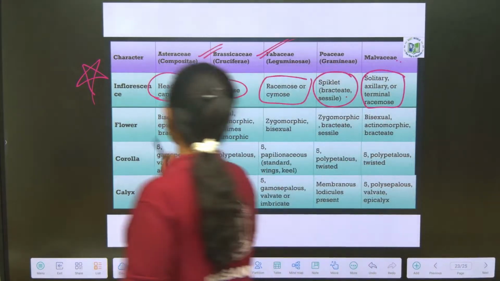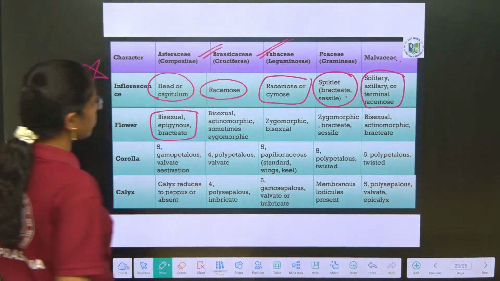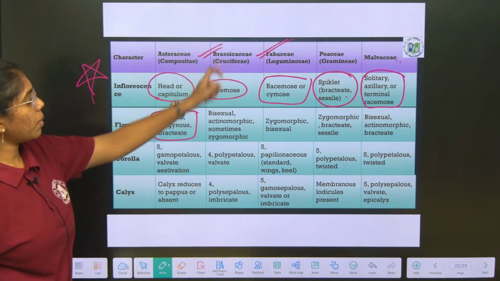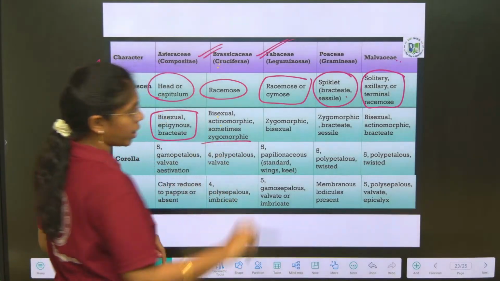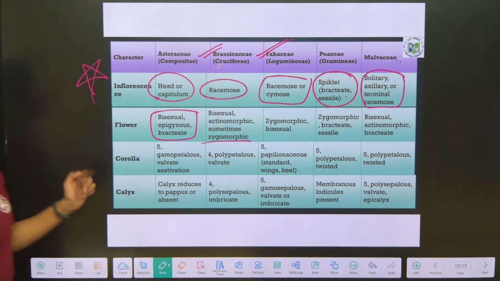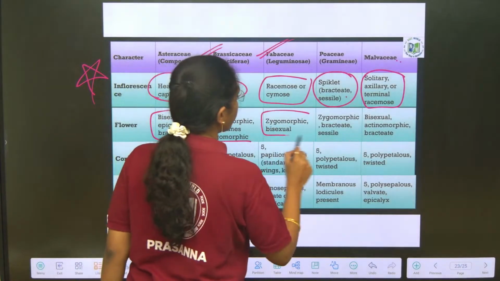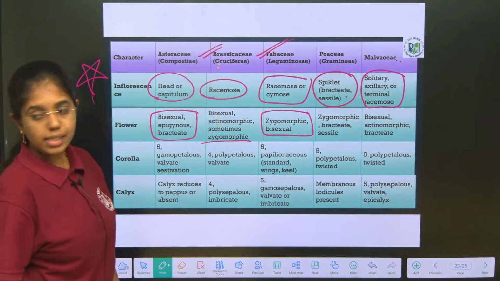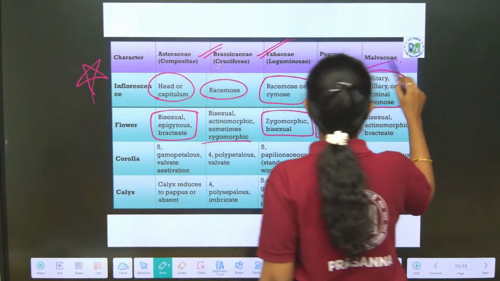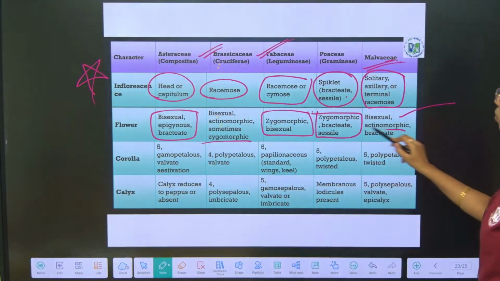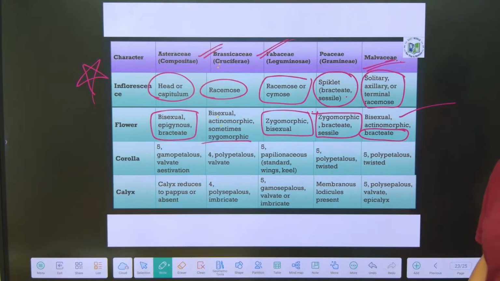Flower, if you see, bisexual, epigynous and bracteate. Brassicaceae members bisexual, actinomorphic, sometimes it is zygomorphic. Okay. Next Fabaceae, it is zygomorphic and bisexual. Poaceae members zygomorphic, bracteate and sessile. Malvaceae members bisexual, actinomorphic and bracteate.